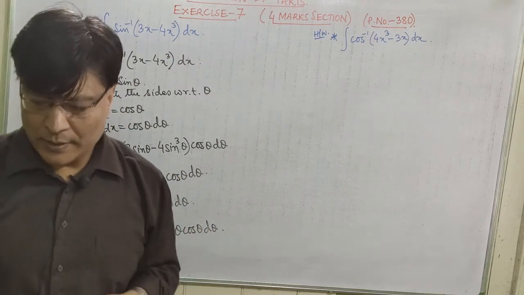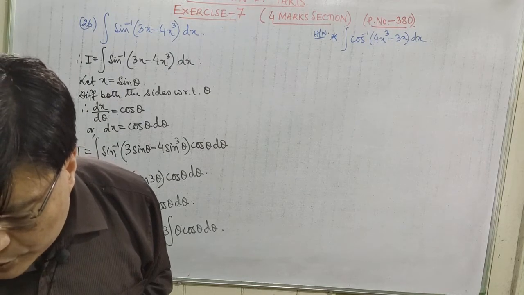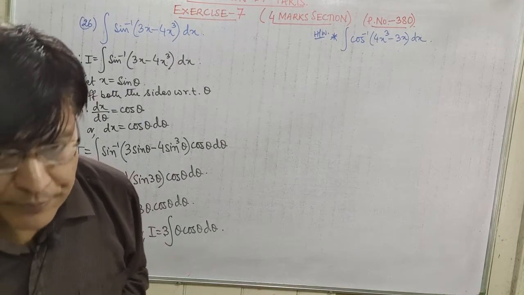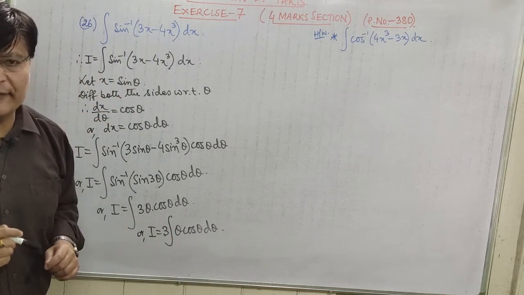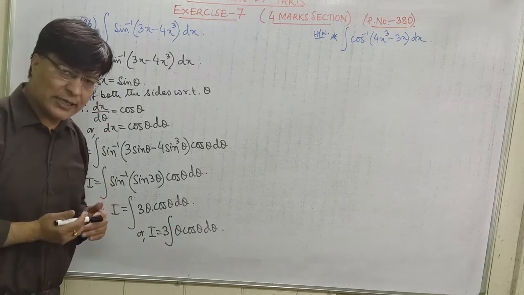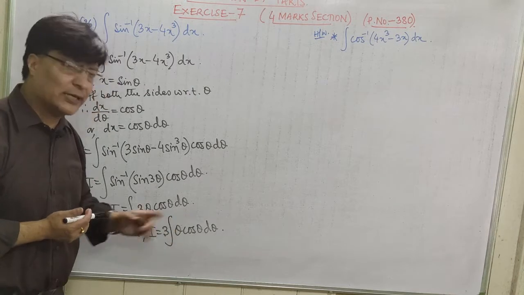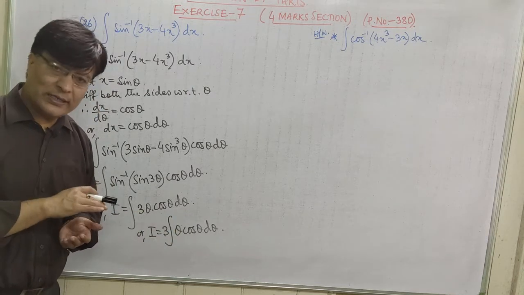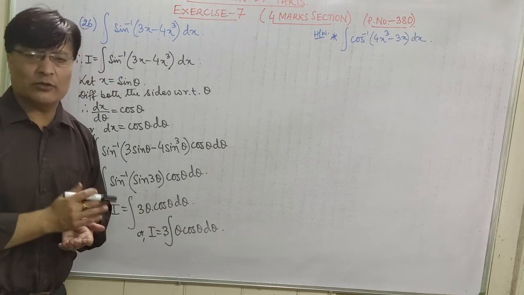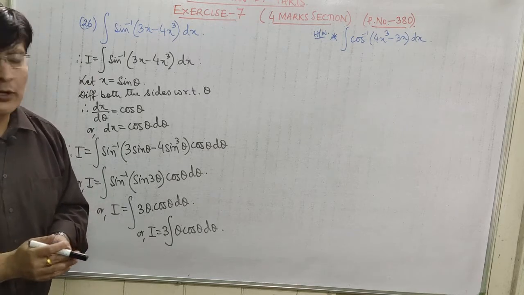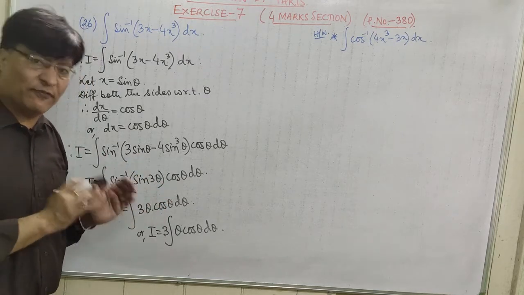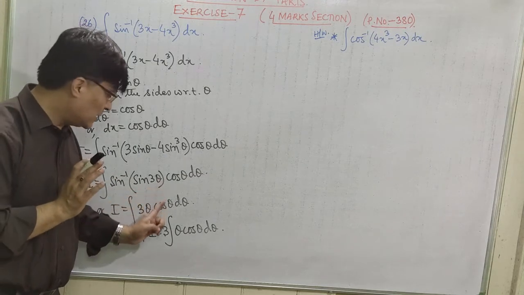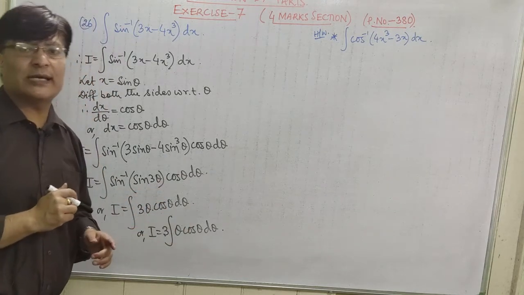Understood now? So in the next step, you have to use integration by parts. Here, theta is an algebraic function and cos theta is a trigonometric function. One is algebraic, that is A, and the other is trigonometric, that is T. So in the word ILATE, the letter A comes first, isn't it? That is, theta is the first function and cos theta is the second function.